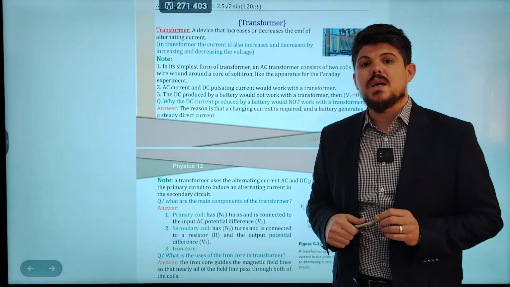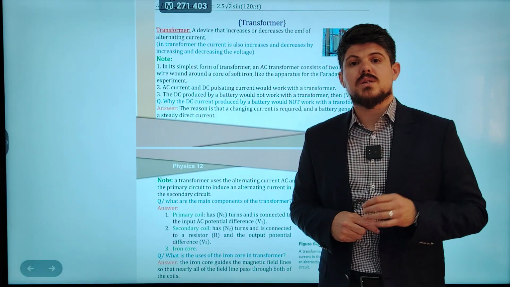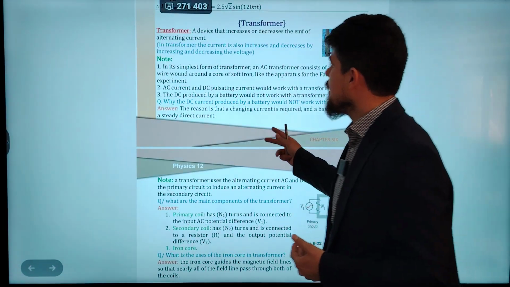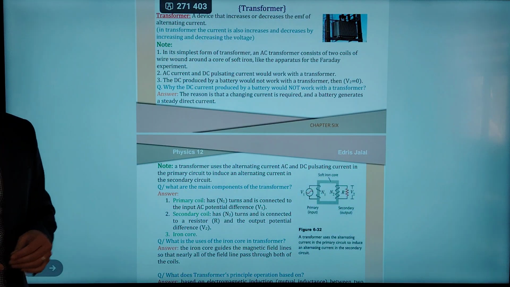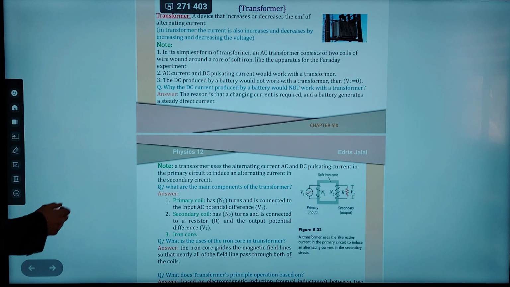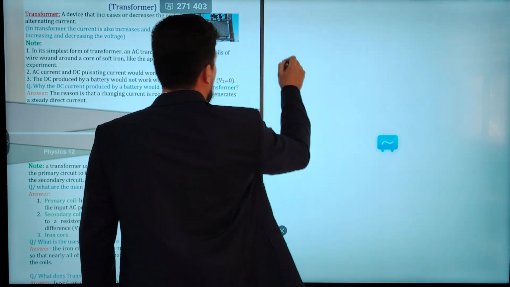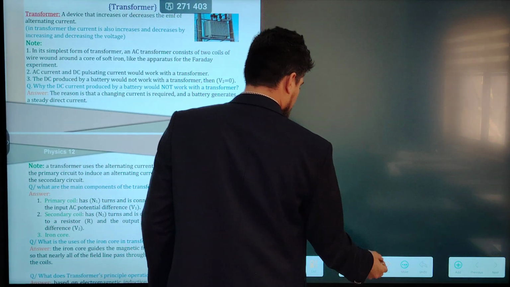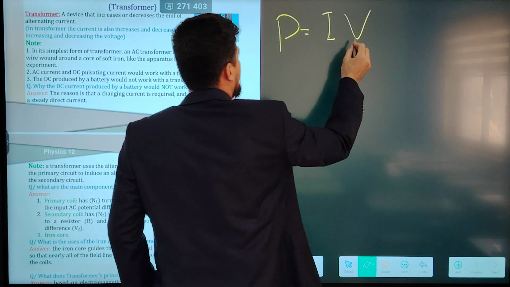A transformer works only with AC and DC pulsating current. The transformer uses the principle of electromagnetic induction, because the current is induced in the secondary coil. In a transformer, the current also increases and decreases, because power is constant. Power is equal to what? Power is equal to the current times the potential difference. Power is equal to IV.